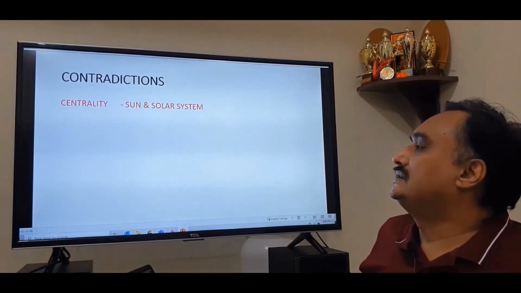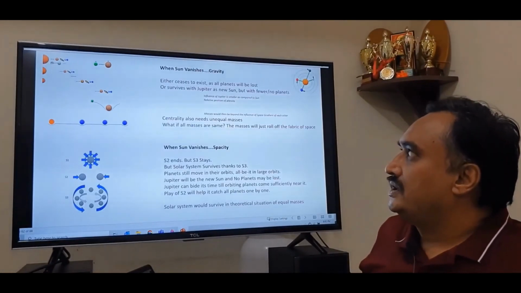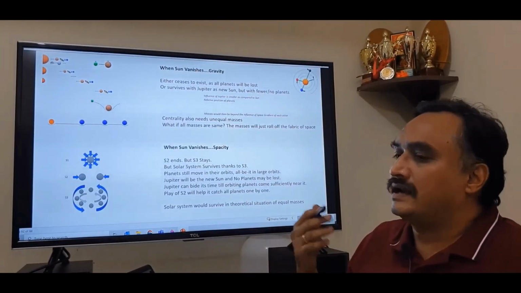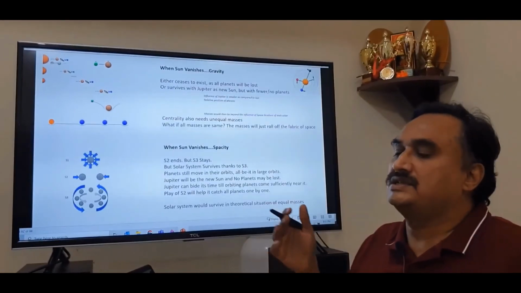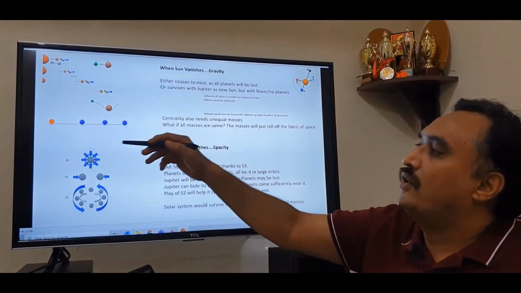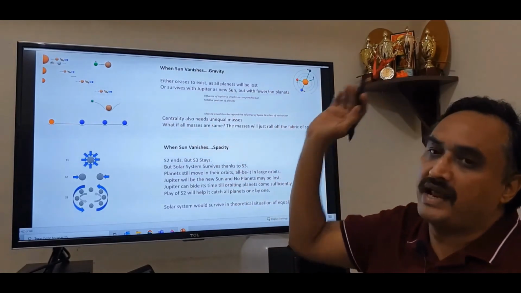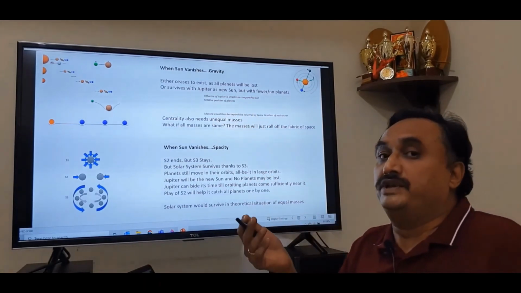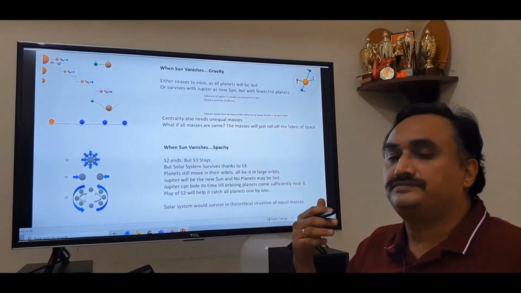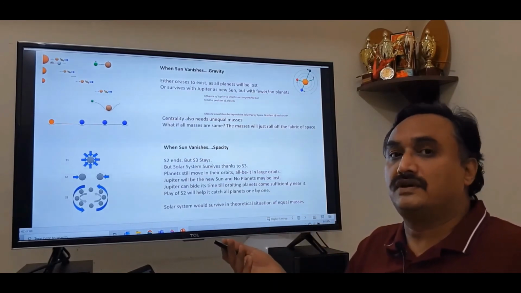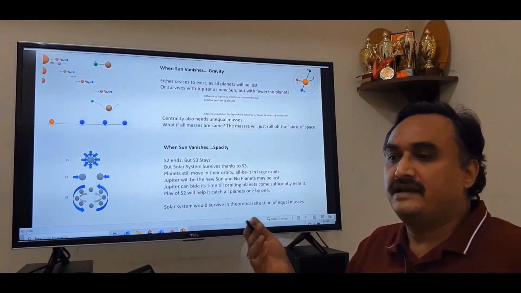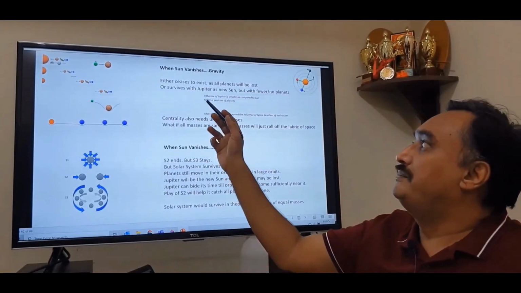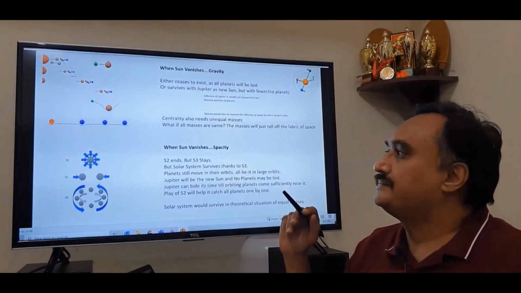Now let us take the sun and the solar system. When we made the sun vanish, the classical model of universe suggestions ranged from either the whole system ceasing to exist because all the planets will be lost because gravity holds them, or that Jupiter will be the new sun, but it would not have the same influence as its predecessor, which is the sun, and some planets or many planets would be lost from the solar system depending on the relative position of the planets.